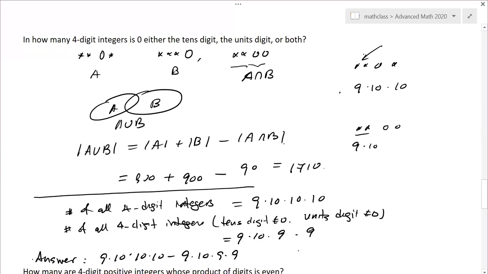After you compute it, you still get 1710. Just take the difference. You cannot count them directly. What you count is those integers where the tens digit is not 0 and the units digit is not 0, and it will be much easier. Then you take the difference, and you solve the problem. Either way, that gives you the same answer.